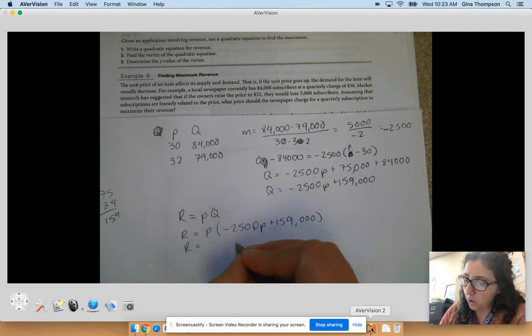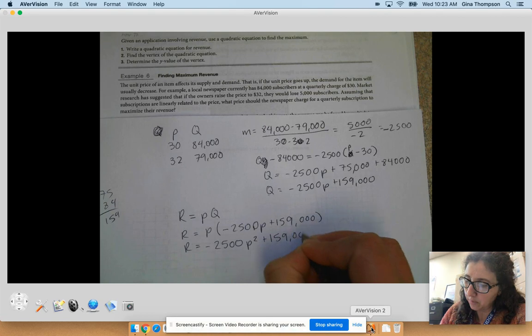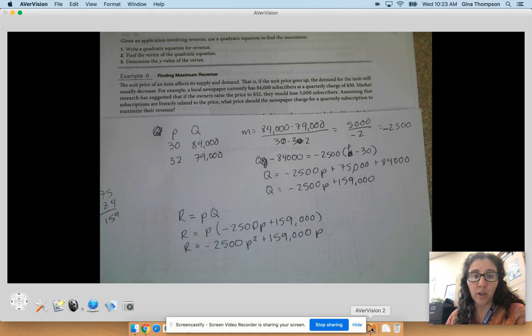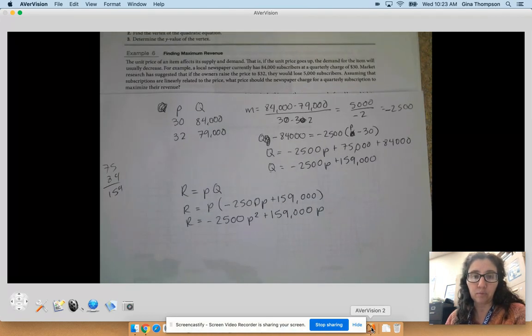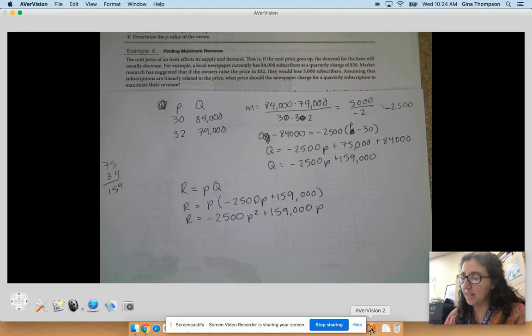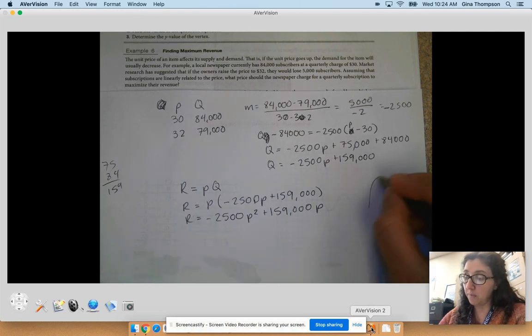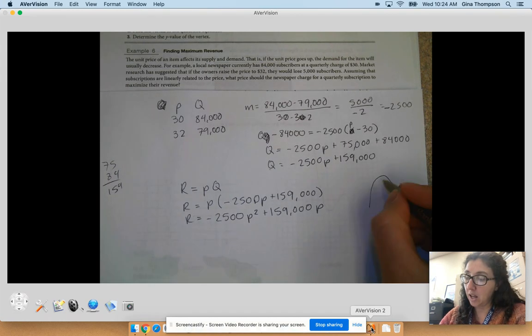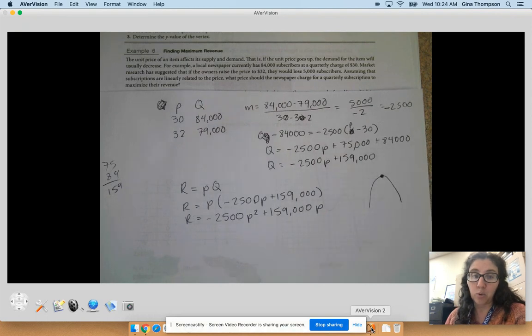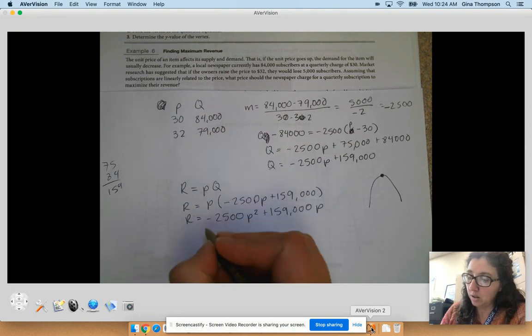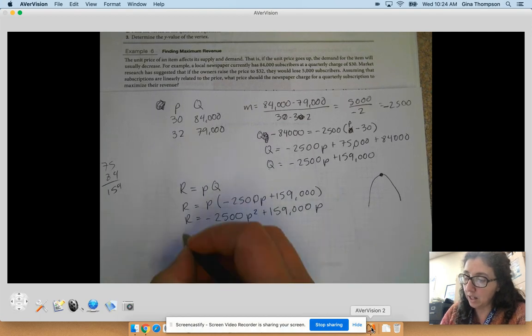So can we make this a quadratic? Yep, if we multiply it out, sure enough, we get a quadratic equation. And they're asking us to maximize the revenue. Does that make sense? Well, we've got a quadratic, the leading coefficient is negative, so yep, it's going to go down, and we want to find the vertex, right? That's where the revenue is going to be maximized. So let's find the vertex of this thing.